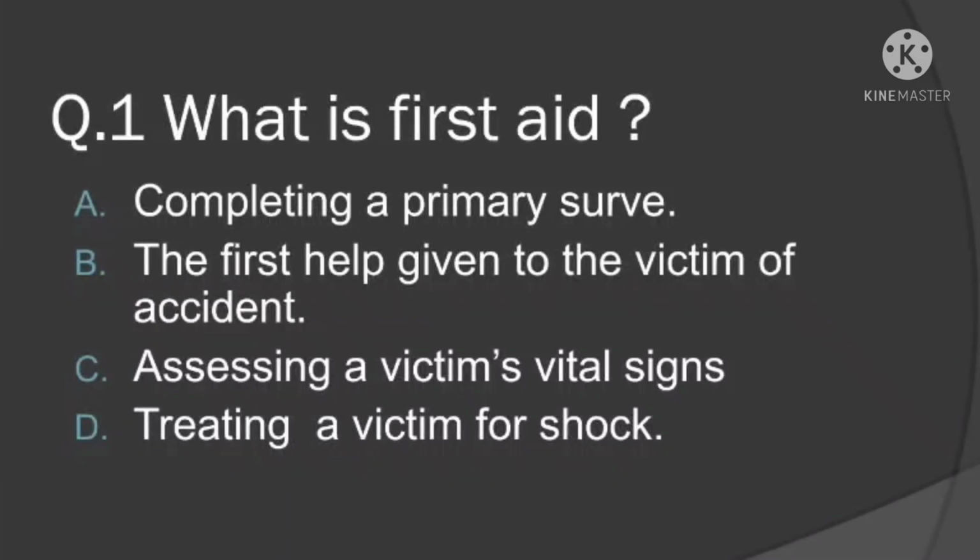Question number 1. What is first aid? A. Completing a primary survey. B. The first help given to the victim of accident. C. Assessing a victim's vital signs. D. Treating a victim for shock. And the correct answer is B. The first help given to the victim of accident.